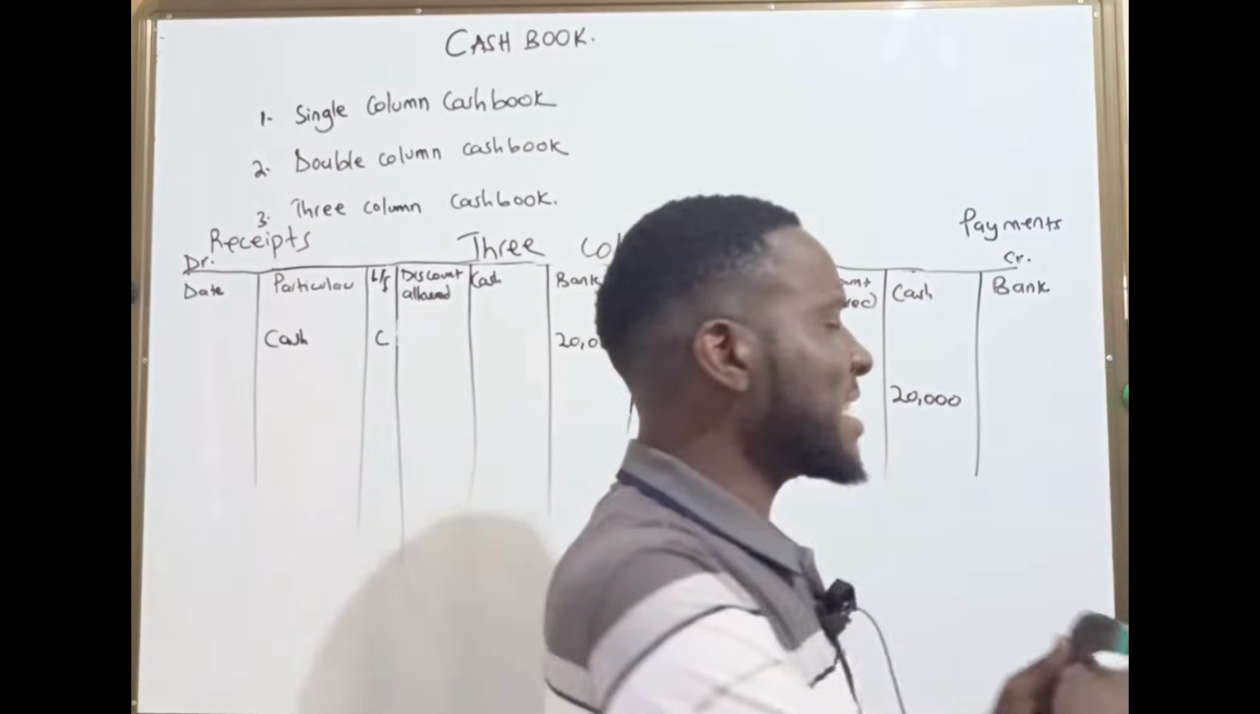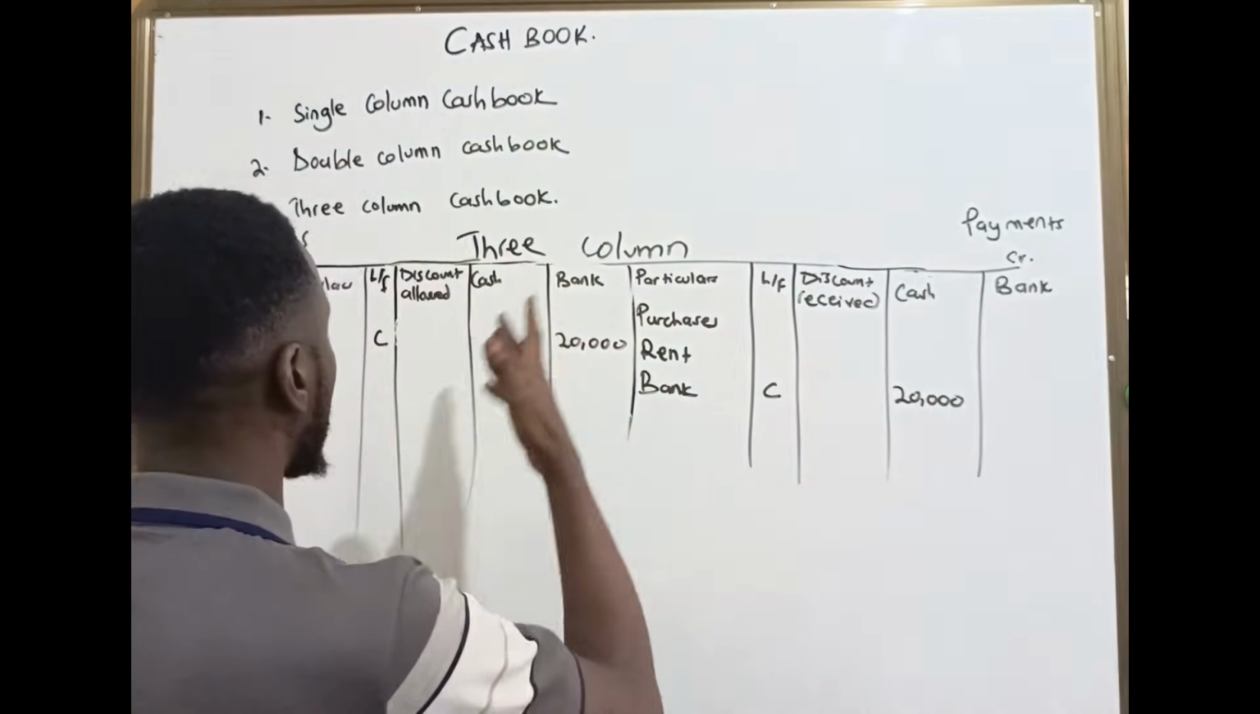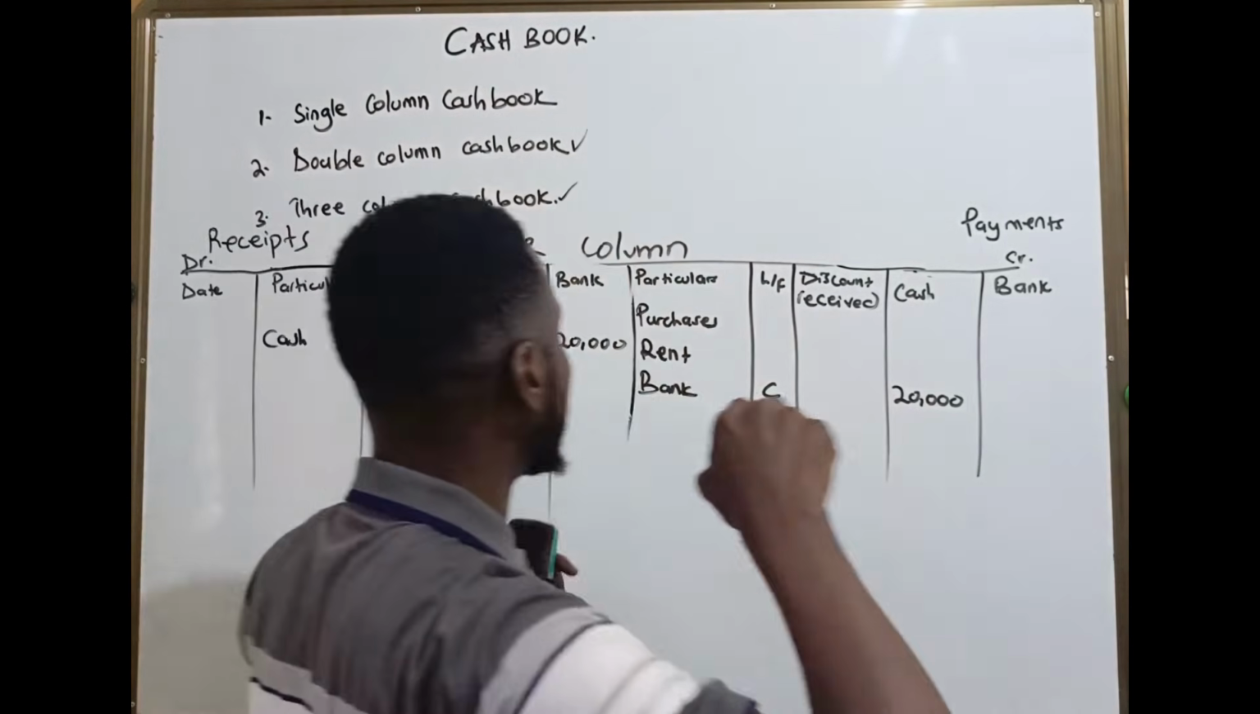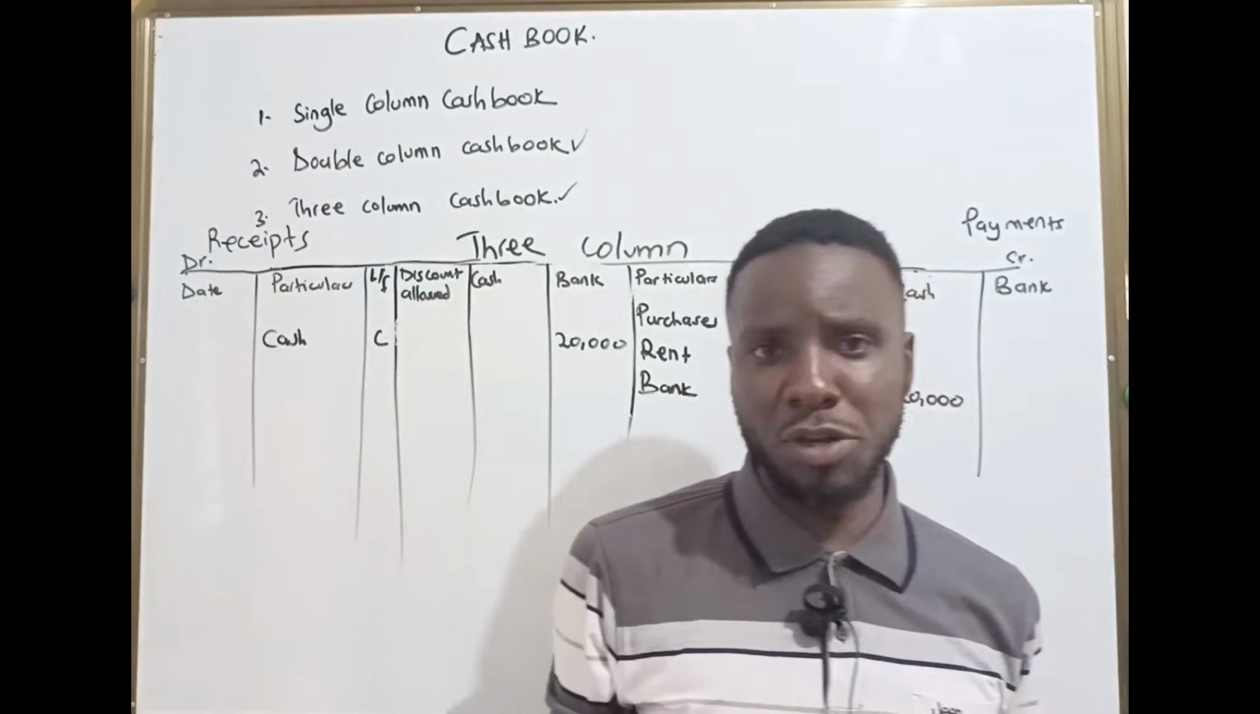So basically, this is a brief introduction about the cash book, and we are going to look at this and this more in detail, and we are going to solve a number on each of them.